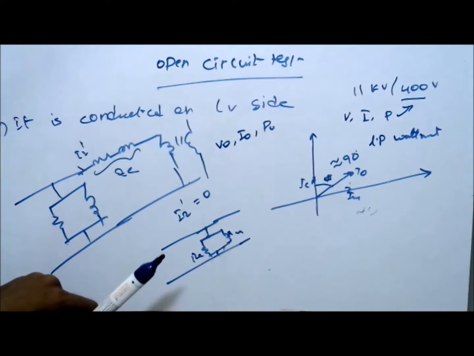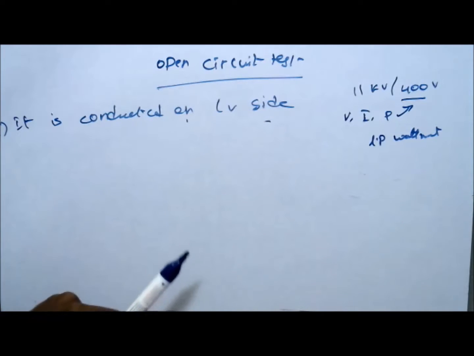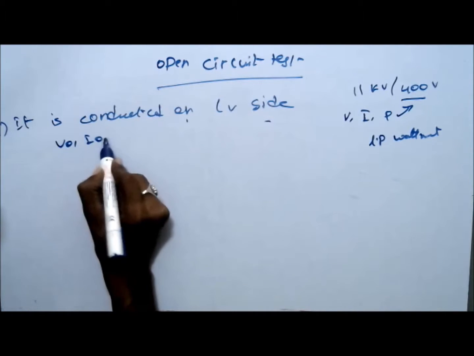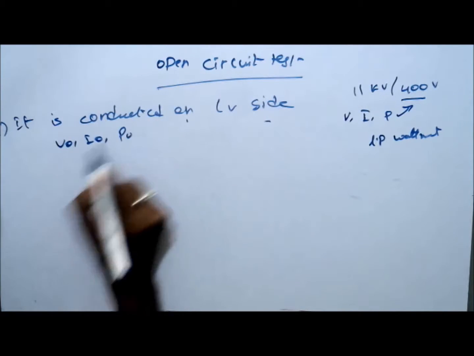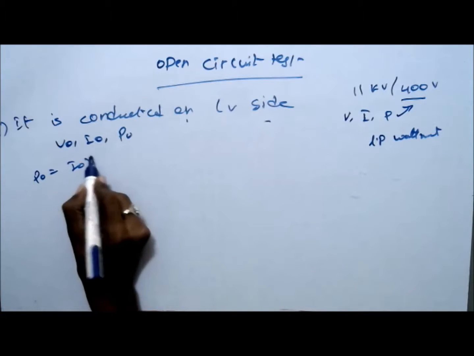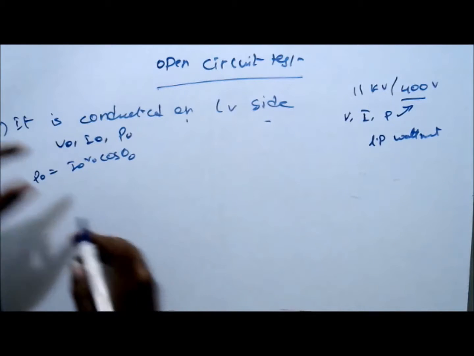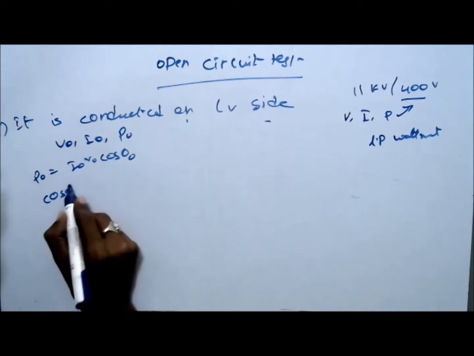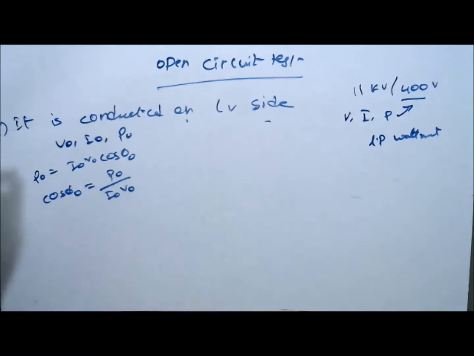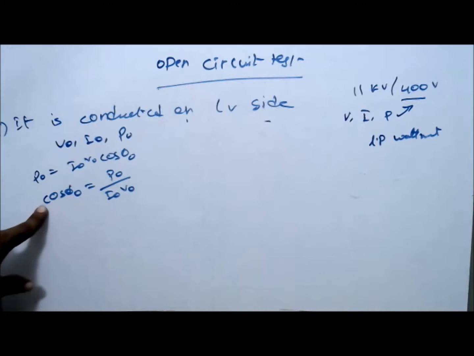How can we do this? First, we have the values of V0, I0 and P0. So P0 is equal to I0 V0 cos phi naught, where cos phi naught is the no load power factor. So we can get cos phi naught equal to P0 divided by I0 into V0. So we have got the cos phi naught.